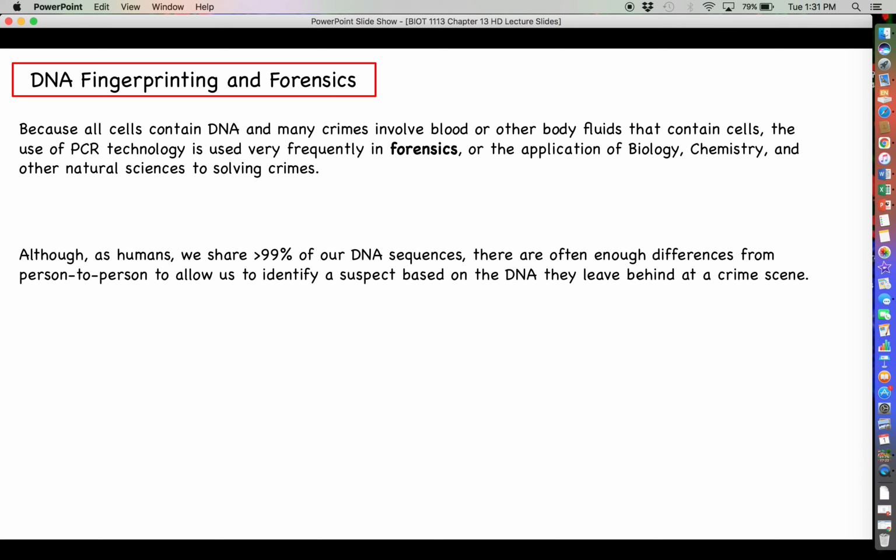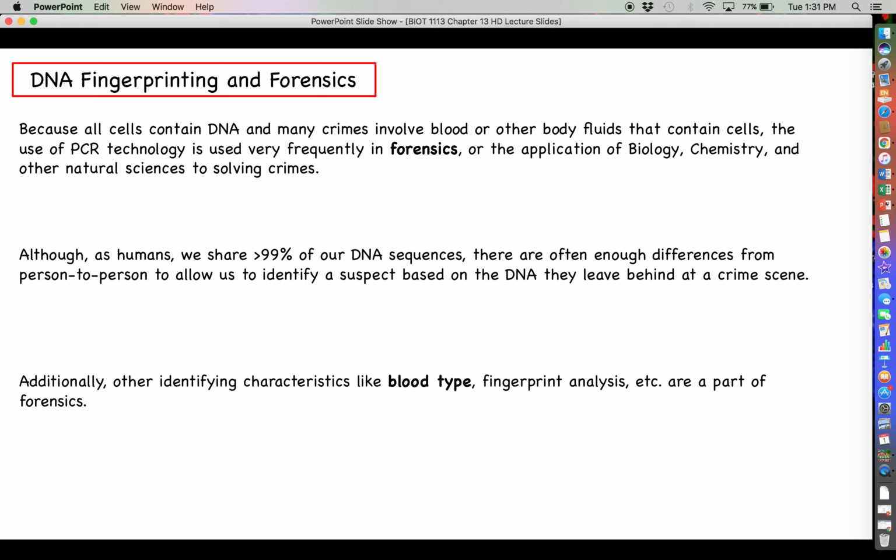As humans, even though we have little differences here and there, we share more than 99% of our DNA sequences. We're really not that different from each other when it comes right down to it. But oftentimes there are going to be enough differences from person to person to allow us to identify a suspect based on any DNA that is left behind at the crime scene.